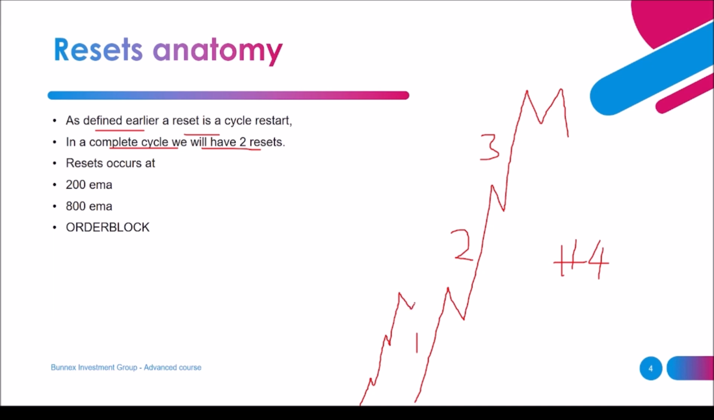And in between the cycles, we have a reset, like that, to complete the cycle. So basically, resets are cycle restarts in between these points. Resets occur at the 200 EMA. If you remember vividly, in our early parts, we said the 200 EMA is the baseline, and price will always come back to the baseline.